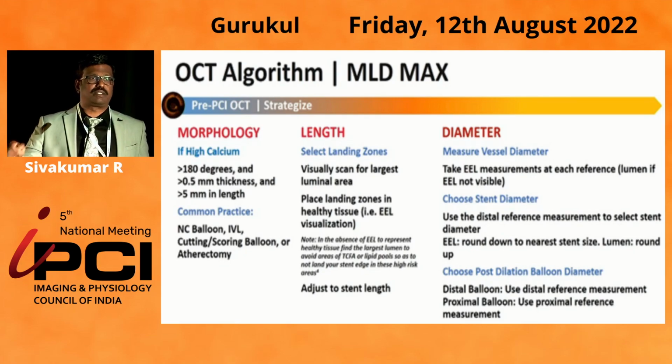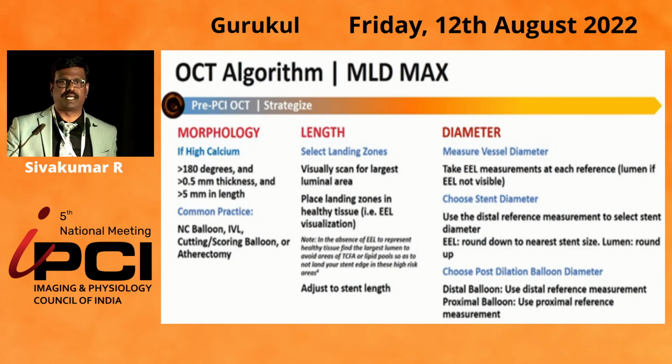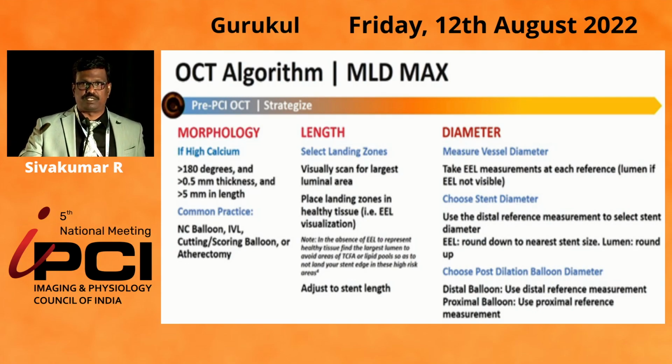The morphology is the way to start. For example, if the morphology is calcium, then you look at the calcium volume index score. If OCT comes up with an automatic CVI score, it's one step further. And when the morphology is characterized, then you decide the preparation depending on the morphology.